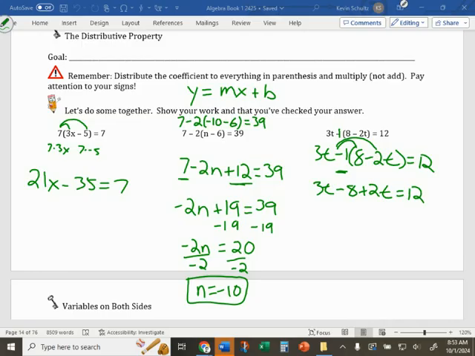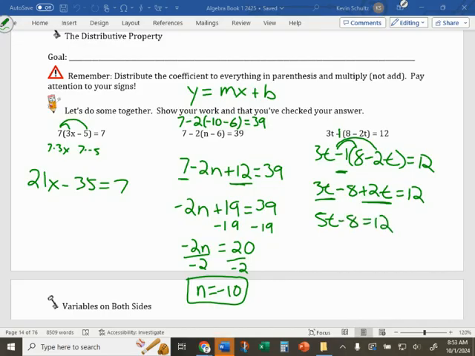So now, what can we combine? We're not to a two-step yet. 3t and 2t give us 5t.